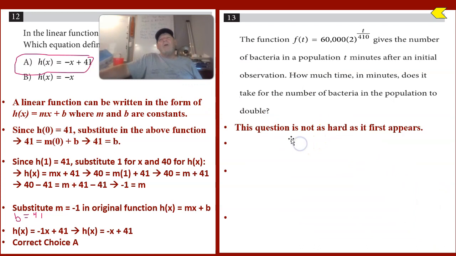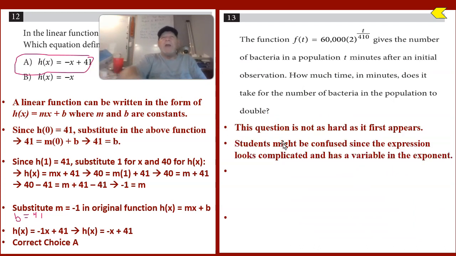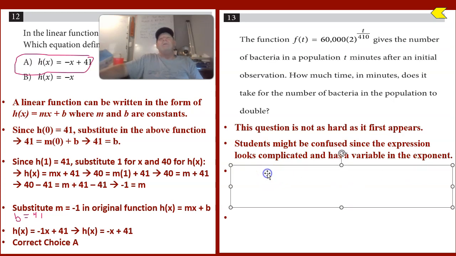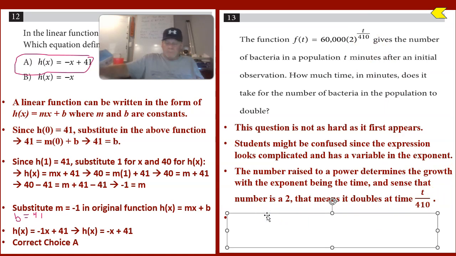So the question's not as hard as it first appears. When you first look at it, you think, oh, this is confusing because it's got a variable in the exponent. Think about it. The number raised to the power determines the growth, with the exponent being the time. And since that number is a 2, that means it doubles at the time t over 410.